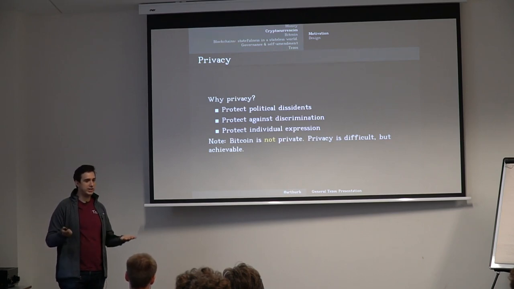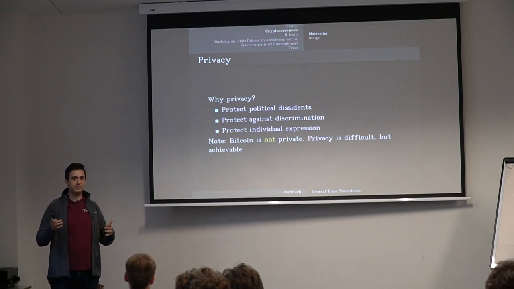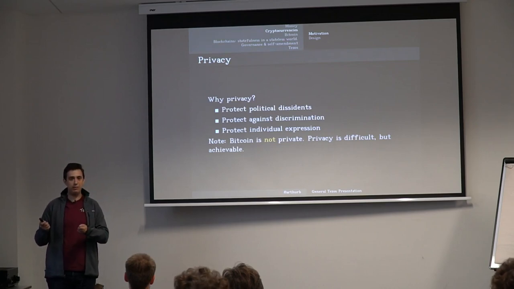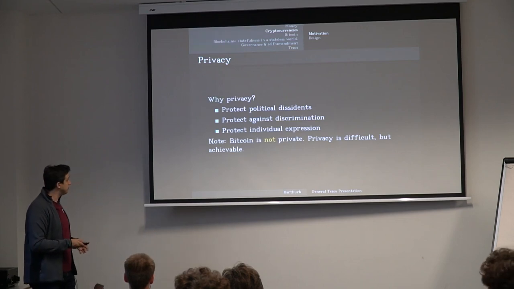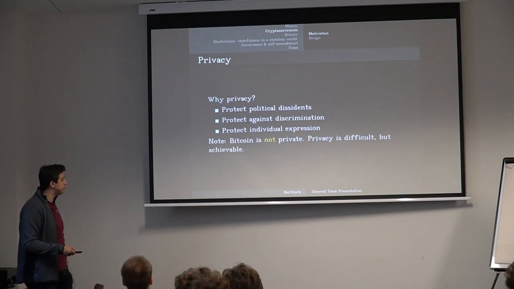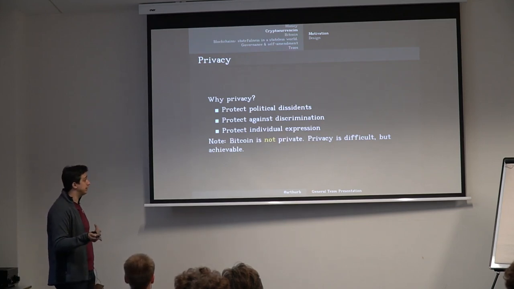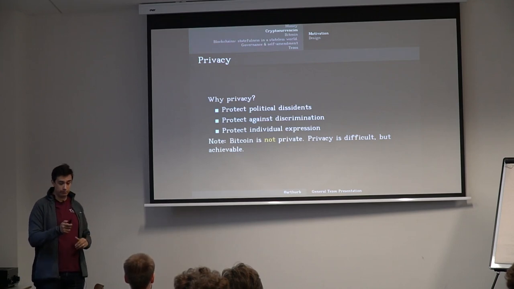If you look at China now, it is starting to have a credit score system for its citizens. And that gives you access to credit, gives you access to different benefits, and it's based on stuff like this. You overeat, you buy too many things, you buy alcohol, for example, in the supermarket, and your credit goes down. So privacy is important, with a big caveat that the most popular systems today, like Bitcoin, are not private. They're actually very, very public. As we'll see, privacy is very difficult to achieve, but it is achievable in those systems.